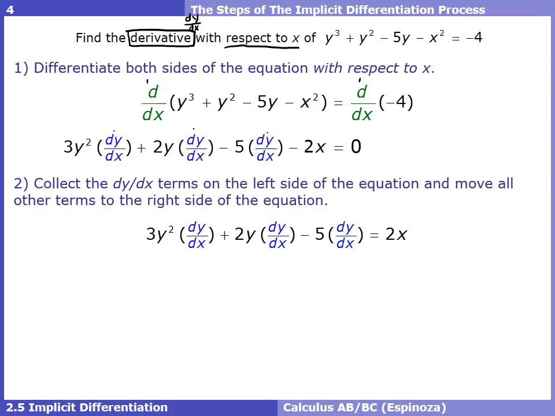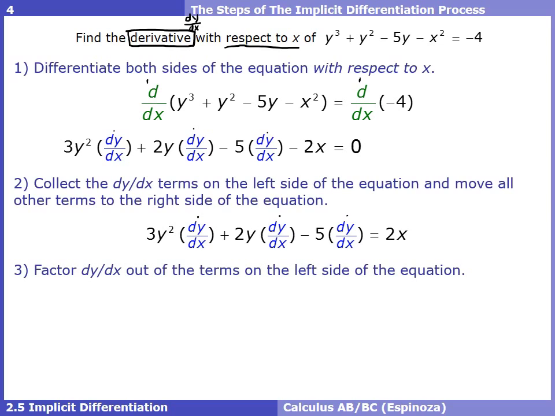Well, this gives us the ability to do some factoring. If all of these terms have a dy dx in them, we can factor that out. And remember the goal. We're trying to solve or find the derivative dy dx. So the third step will be to factor out the dy dx from all of the terms. If you factor out a dy dx from all of the terms, you're just left with 3y squared plus 2y minus 5.